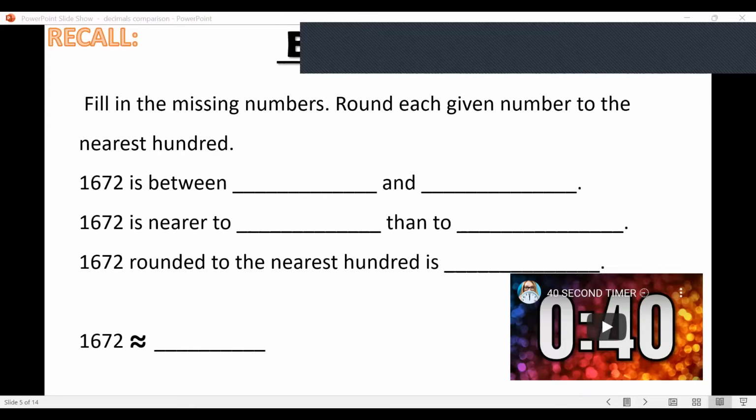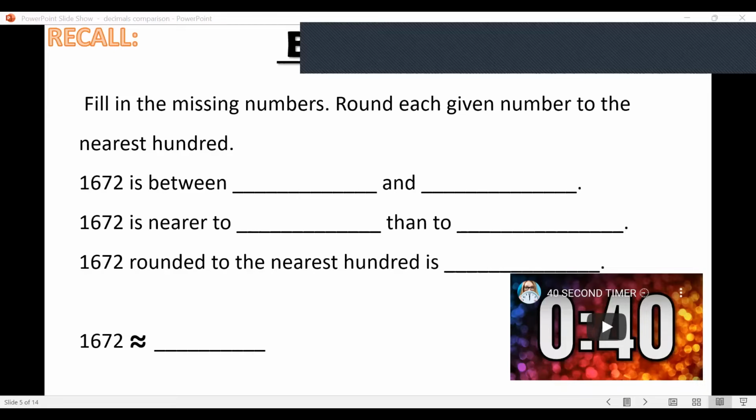1672 is between and 100. What hundreds are we looking at? 1000 and how many hundred, and 1000 how many hundred? 1600 and 1700. So 1672 is between 1600 and 1700. 1672 is nearer to, yes, Roxanne? Thank you very much. That's excellent.